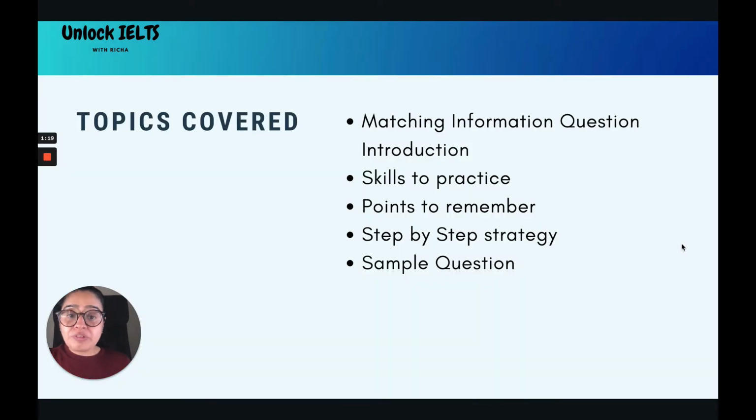To begin with, first of all we'll see what a matching information type of question looks like in the reading section. Then we'll have a look at the skills which you need to practice in order to score the desired band in the reading section. Then, what are the key points which you need to remember in case of matching information types of questions? And then we'll have a look at the step-by-step strategy which we'll implement by taking a sample question.